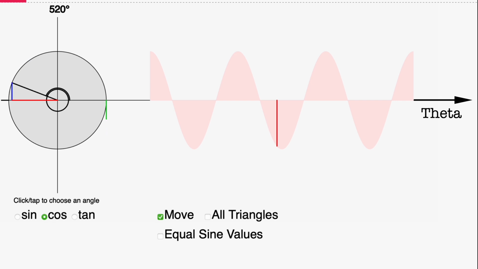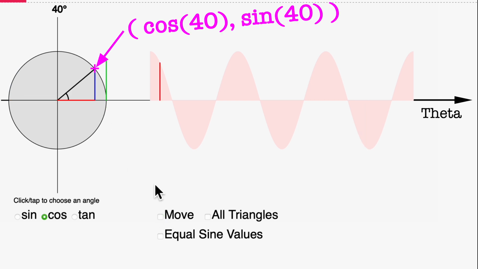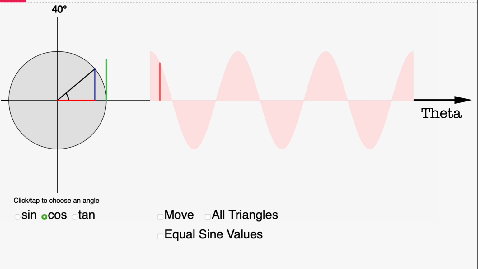You might have also noticed that the coordinates of the point on the circle are cosine theta and sine theta. In summary, angles measure rotation. Sine and cosine convert rotations into lengths.